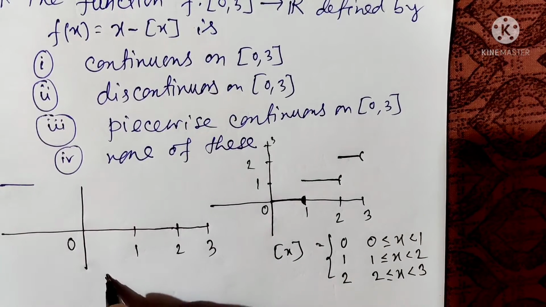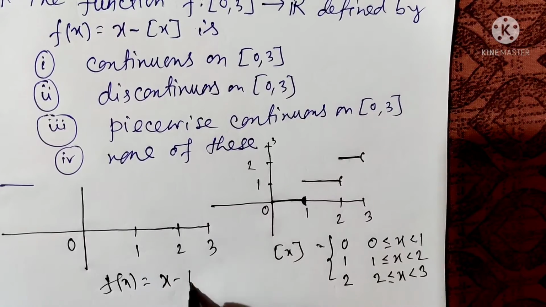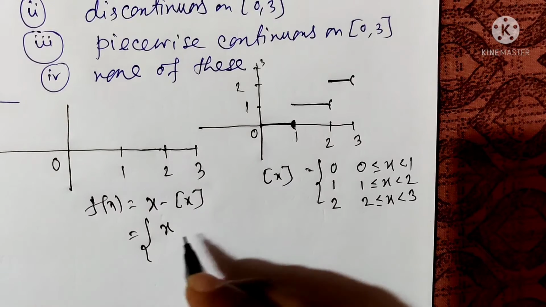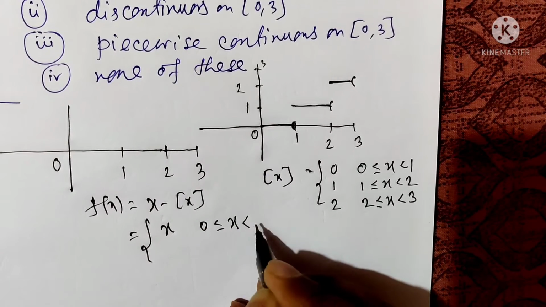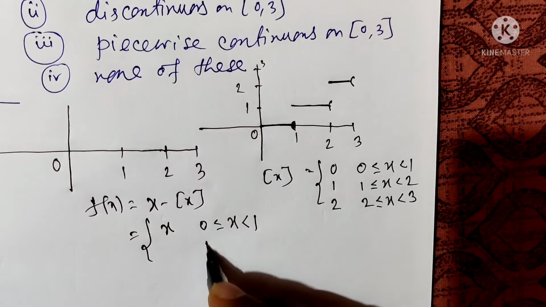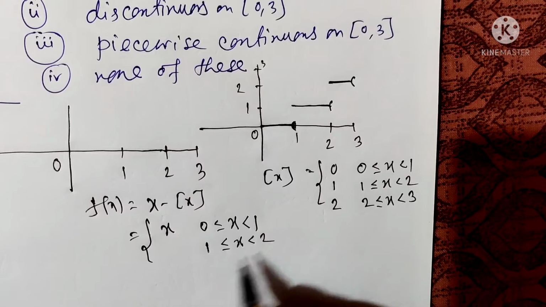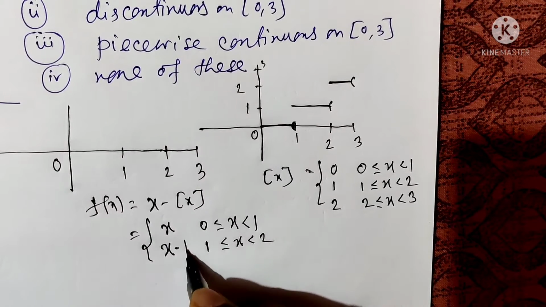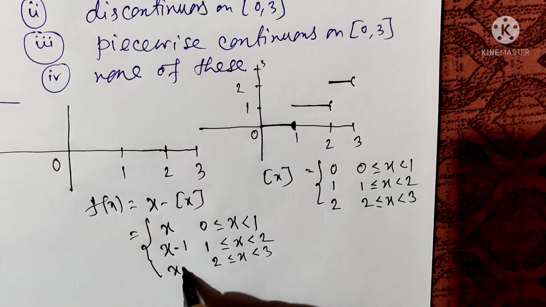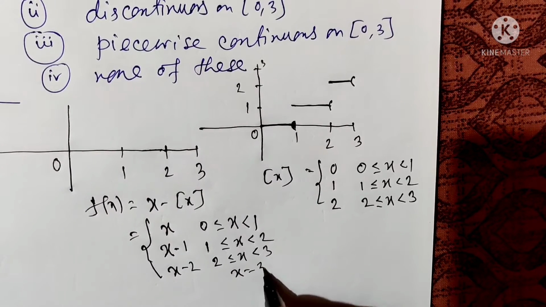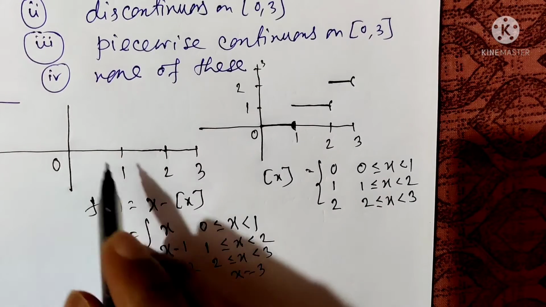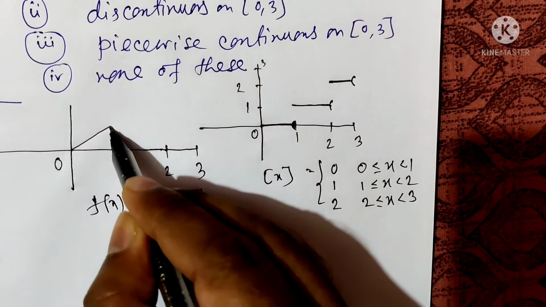What is this? f(x) equals x minus floor of x, that equals x for 0 less than or equal to x less than 1, because the floor is 0. For 1 less than or equal to x less than 2, this is nothing but x minus 1, and for 2 less than or equal to x less than 3, this is nothing but x minus 2, and at x equals 3, this is 0. So from 0 to 1, this is y equals x.